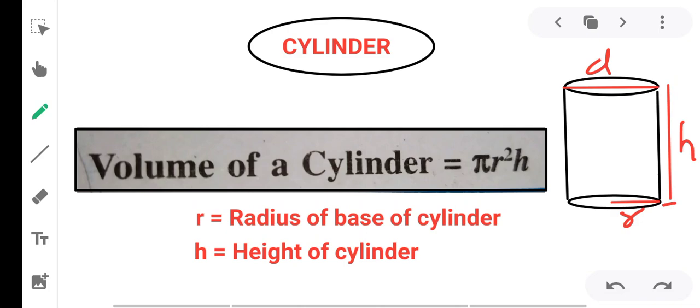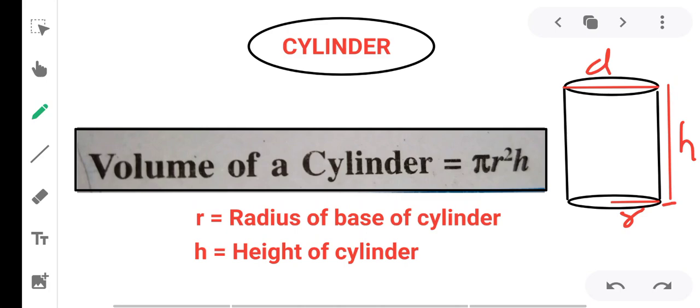The radius that you see here, small r, is for the base as well as the top. As you know, a cylinder may be closed or it may be open. So there are two bases of the cylinder, and r is common for both the bases, top and bottom, right? So don't be confused about that. And the height of the cylinder is the small h, right?